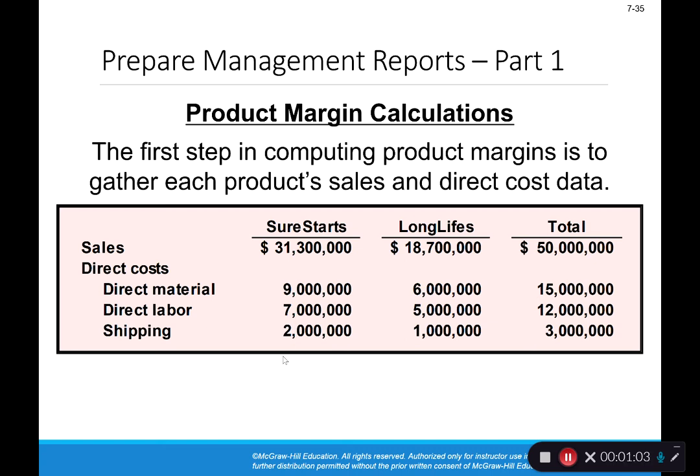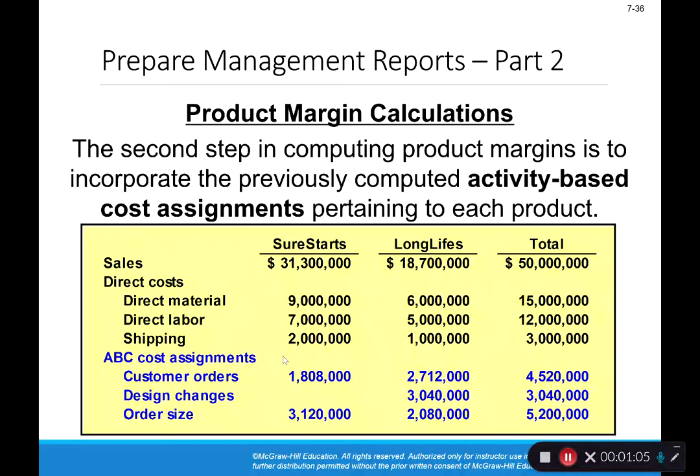In addition to those direct costs, we have all the indirect costs that we figured out how to allocate in part 2 of the lecture series. For Sure Starts, we allocated $18.08 based on customer orders and $31.20 based on order size. For Long Lives, we had $27.12 for customer orders, $30.40 for design changes, and $20.80 for order size. So we're going to include those allocated costs to our individual products.